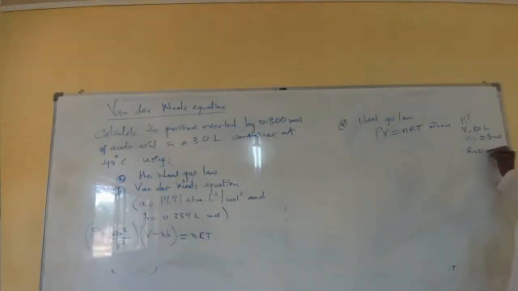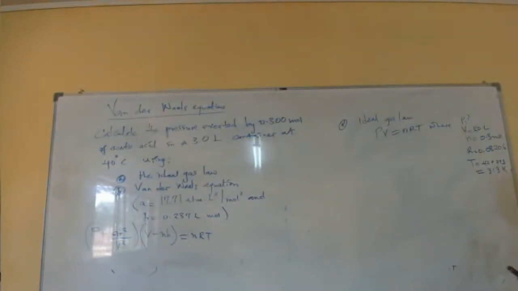So we're going to have 0.08206. And then the units are always given. Then the temperature, we are given at 40 degrees. Remember that the temperature must always be in kelvins. So we are going to add 273, so that will be equal to about 313 kelvins.